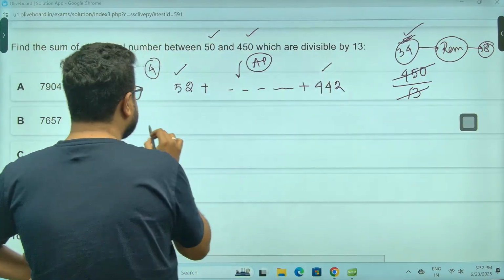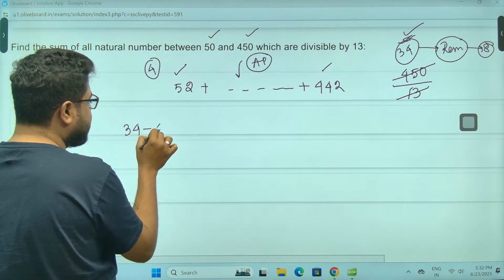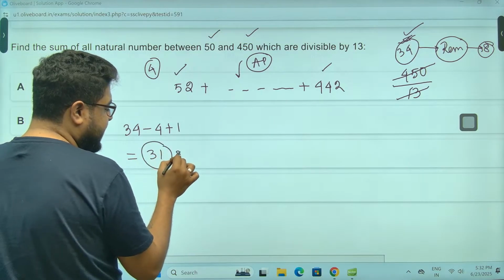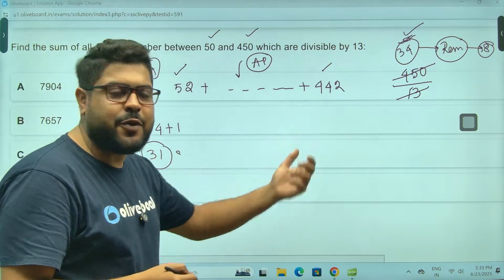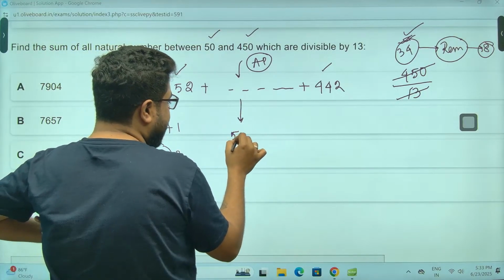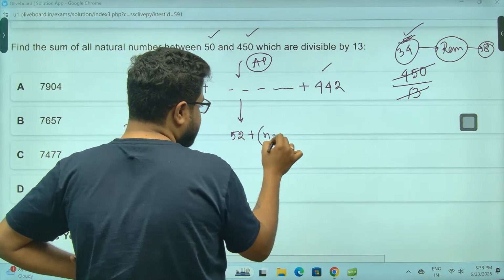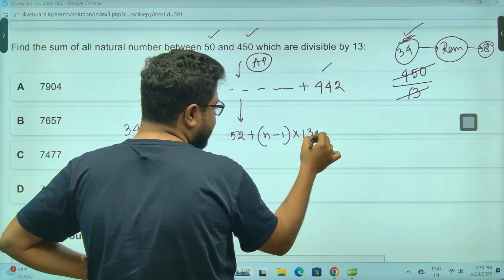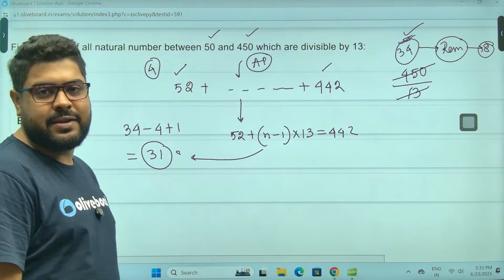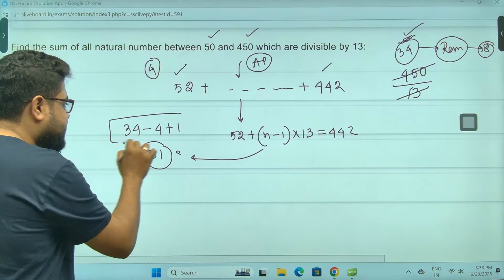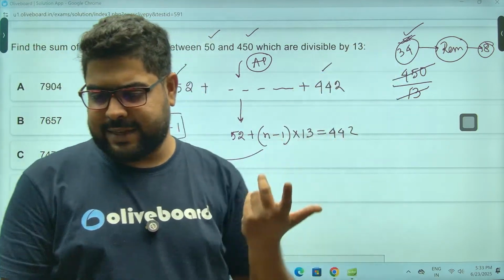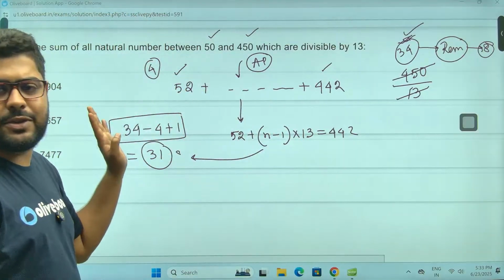So number of terms will be what, sir? 34 minus 4 plus 1. You can either go like this. It is kind of direct. Or if you don't know, let's take n number of terms. So a plus (n minus 1) into d is equal to 442. There also you will get n equal to 31. It is much better to do it directly. This is like counting 0 to 5 is 6 numbers. That counting, last में plus 1 होता है.